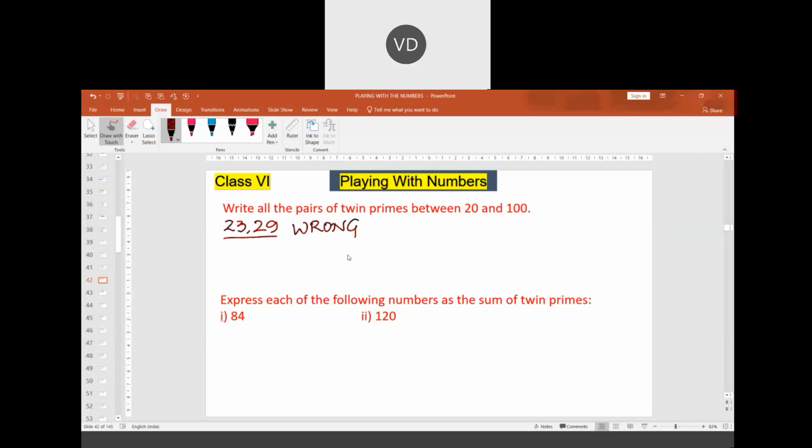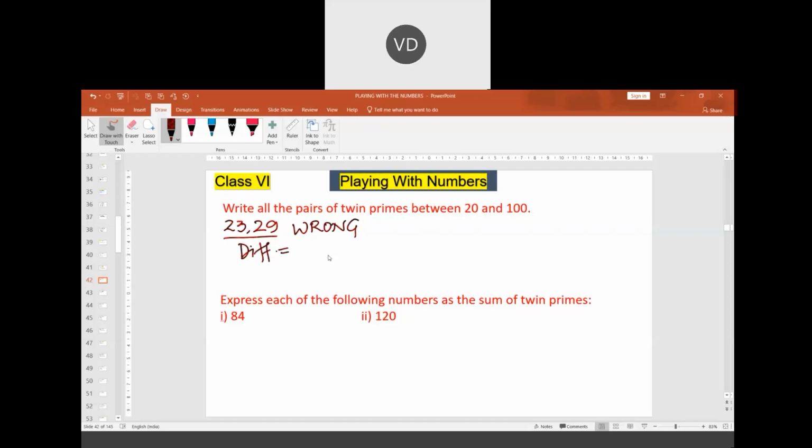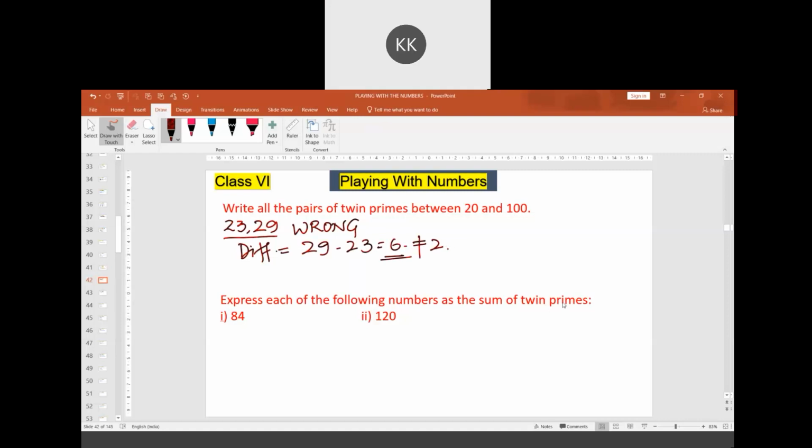Sir, because the difference is not 2. The difference is not equal to 2. Therefore, it cannot be a twin prime number. For a twin prime number, always remember there should be a difference of 2.